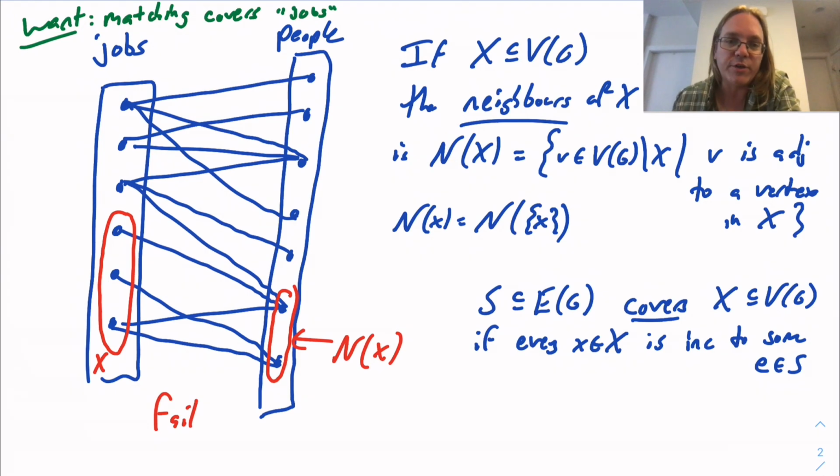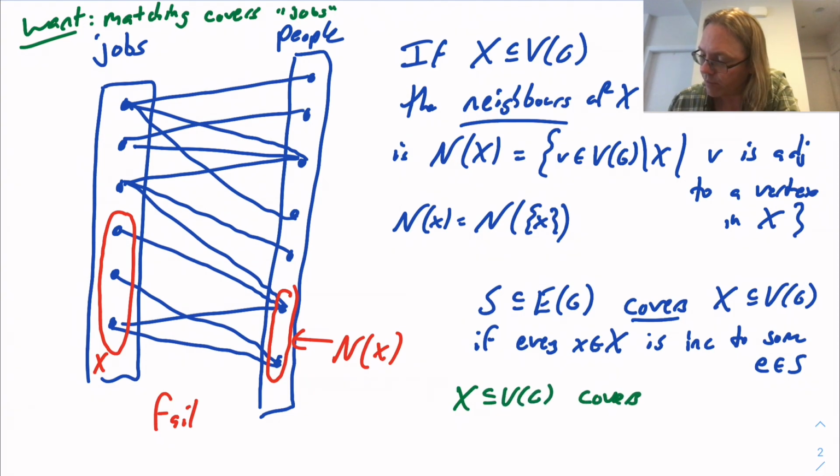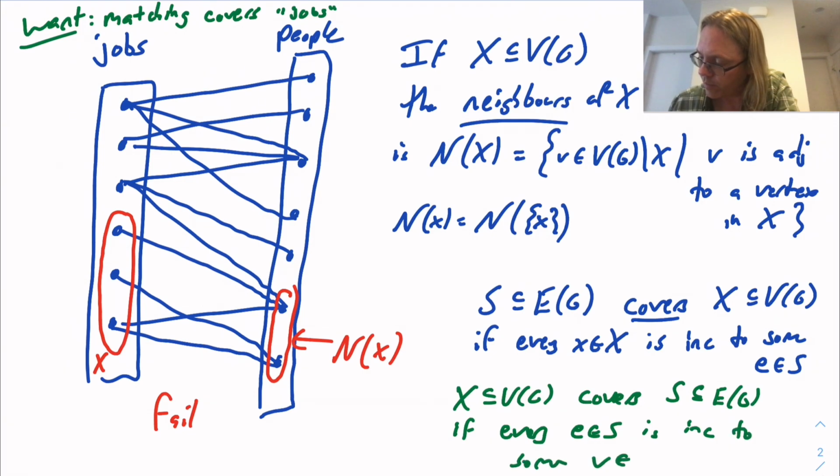We also have cover notation for vertices. It's the same thing. If I give you a subset of vertices X, I say this covers a subset of edges S if every edge in S is incident to some vertex in X.